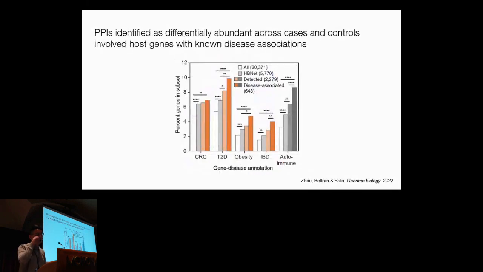We found that moving from over 5,000 human proteins within the interaction network HBNet, to over 2,000 human proteins with bacteria interactors detected in the human gut microbiome, to 600 that are associated with disease, we observed increasing enrichment for proteins with previously reported gene disease associations in CRC, diabetes, IBD, and some of the autoimmune diseases. These disease-specific enrichments are even more significant when we look at each specific disease cohort.